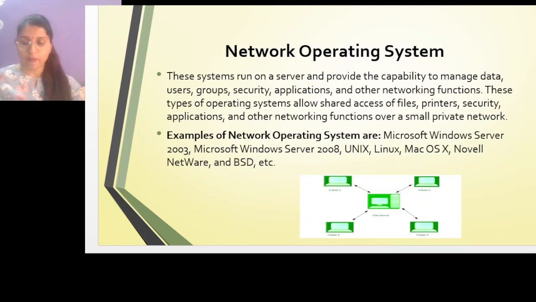Next is the network operating system. What do you understand by the network name? From the name itself, you can understand what the network operating system must be doing. Okay, network operating system, this kind of software runs on the server. This system runs on the server, and it provides the capability to manage data, to manage the user application and network functionality. It allows sharing or access of files, printers, security applications, and so on.